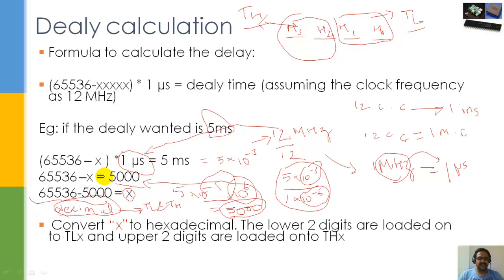So 65536 minus X is equal to 5000. I want to find the value of X. So take this X to the other side, bring this 5000 to this side. So 65536 minus 5000 will give me X. But this value cannot be directly loaded onto TH and TL because that is a decimal value. So convert X, which is decimal, to hexadecimal. The lower two digits are loaded onto the TL register and the upper two digits are loaded onto the TH register, and this is how I calculate the values to be loaded on TL and TH so that I get the appropriate delay.